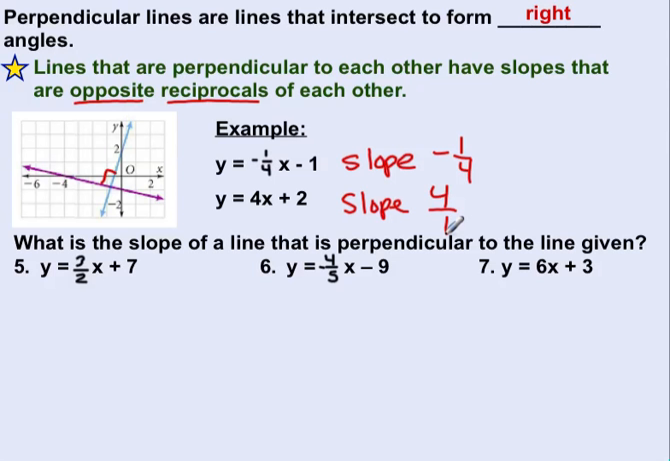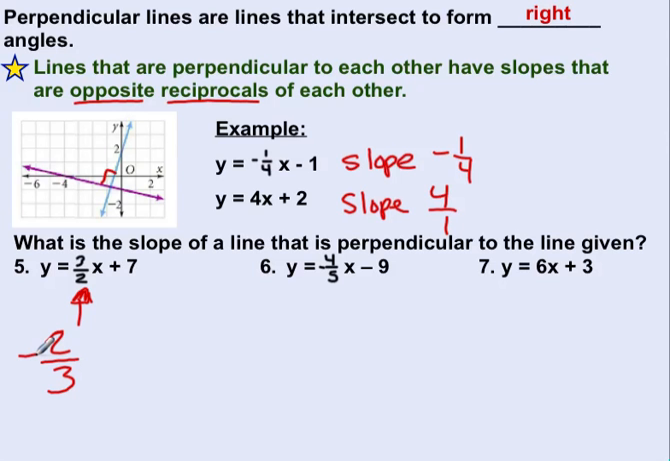Number 5, we are looking for the slope of a line that is perpendicular to that equation. First, let's identify what the slope of this line is. The slope is 3 over 2. What would the slope of a perpendicular line be then? Well, that would be the reciprocal, 2/3. And it's going to have to be negative because the original slope was positive.